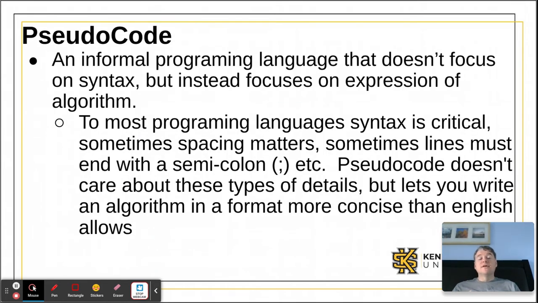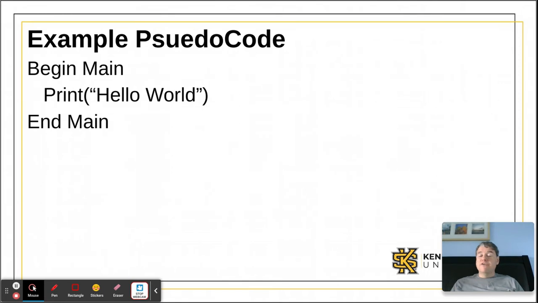Pseudocode, as I mentioned, is an informal language that doesn't focus on the syntax, but lets you write something that allows you to express an algorithm without the detail. We'll see more about pseudocode later on as we go through the class, but for now, a very basic example might look something like this. Begin main, which is the beginning of the main algorithm. In here, we're going to print hello world, which is the computer saying hello world to you, and then end main algorithm. All right, so this is 3 lines of code, and it kind of looks like code.